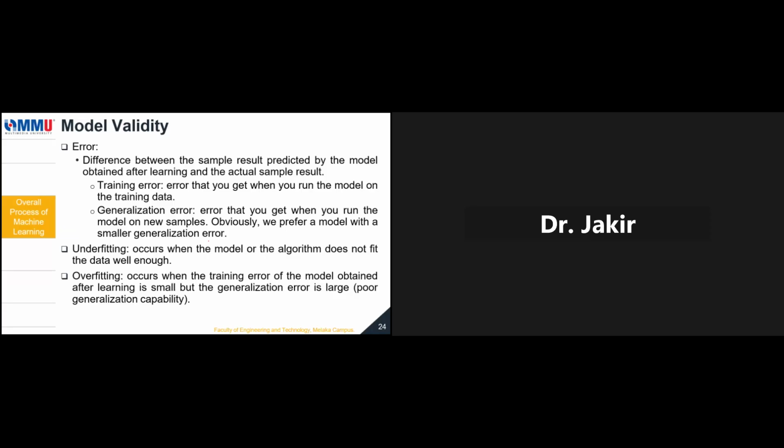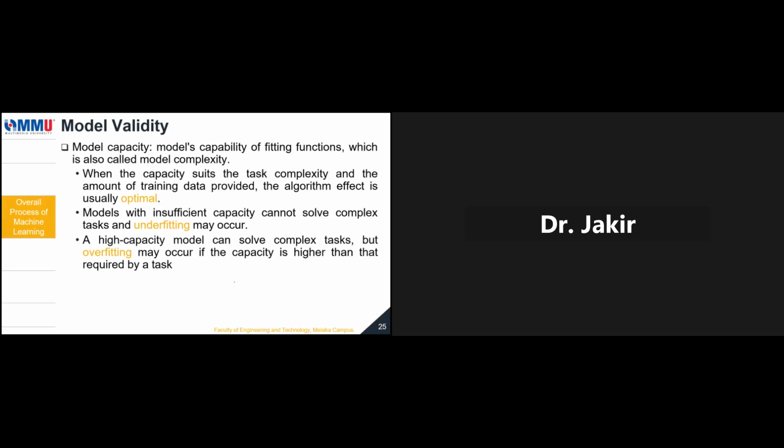What underfitting and overfitting are, we'll see in the visual picture we have. It is also written here: underfitting occurs when the model or the algorithm does not fit the data well enough. Overfitting occurs when the training error of the model obtained after learning is small, but the generalization error is large. It is poor generalization capability, right? That is what we call overfitting. Optimal, yes, we actually want the optimal. But sometimes our model is underfitting or sometimes overfitting, so we have to overcome this type of problem.